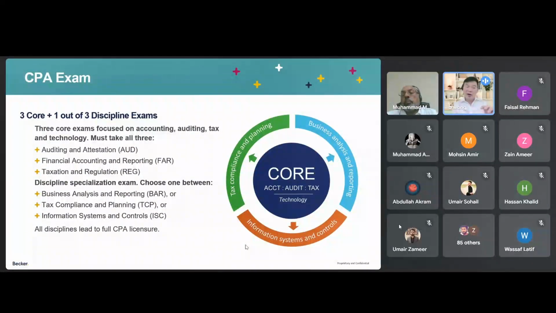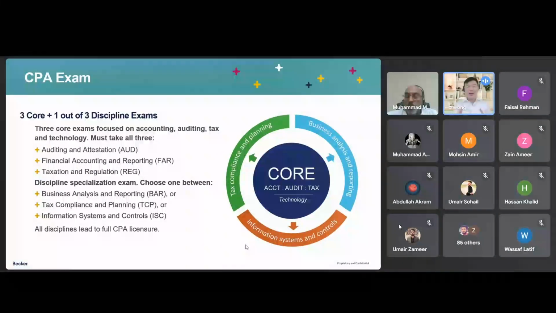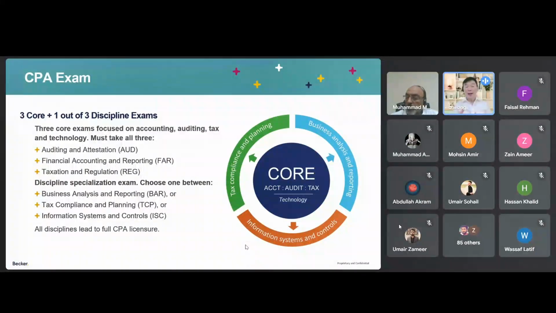And then you also have to pass 1 of the discipline or specialization exams. The first one, BAR, business analysis and reporting; then tax compliance and planning; or information systems and controls. You only need to do 1 of the 3 discipline exams. But by the time you finish all 4 exams and get your CPA licensure, there's no difference. Regardless of which discipline exam you took to get your CPA, they won't call you a TCP CPA or ISC CPA. It's all the same.